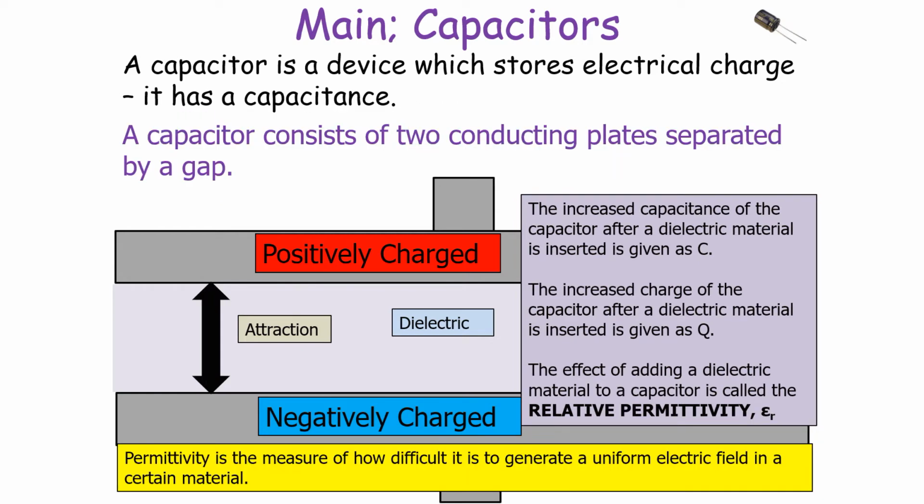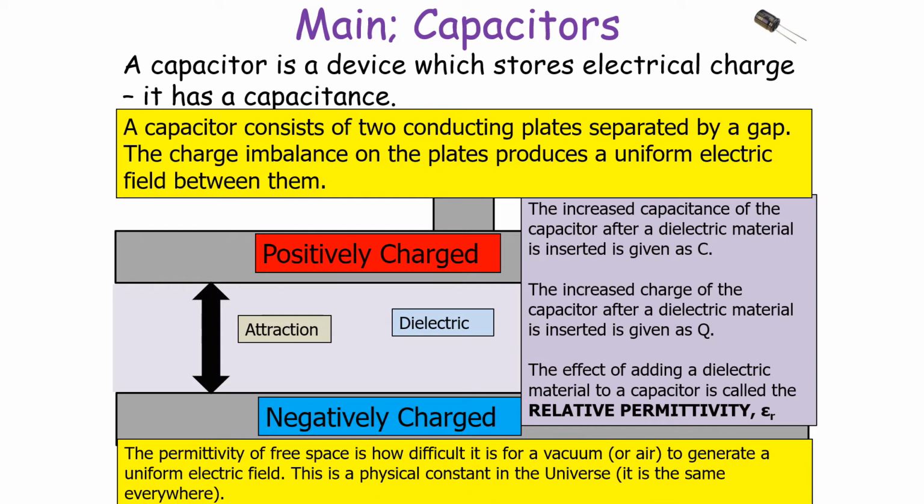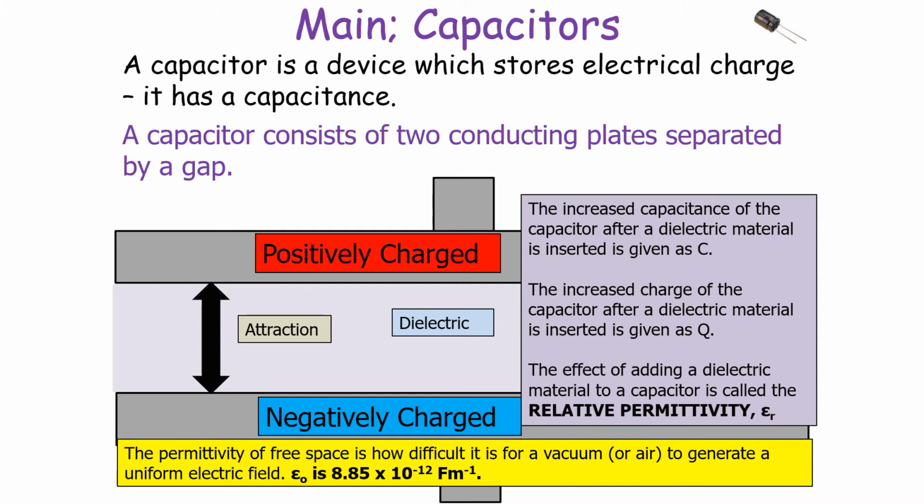Now, the permittivity is a measure of how difficult it is to generate a uniform electrical field in a certain material. So the important thing to note is the permittivity of free space is how difficult it is for a vacuum or air to generate a uniform electrical field, which is a physical constant in our universe, which equals 8.85 times 10 to the minus 12 farads per meter.